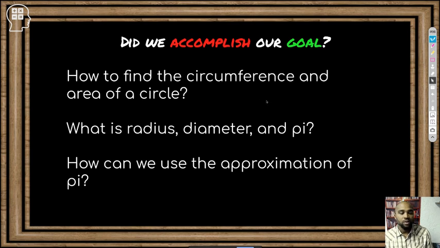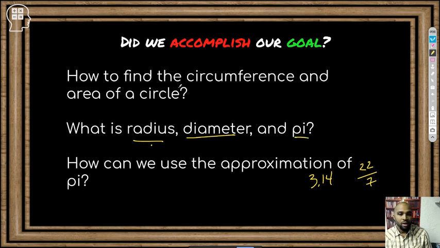How to find the circumference and area of a circle. What's the radius, diameter, and pi? How can we use the approximation of pi? So we talked about the approximation of pi either being 3.14 as a decimal or 22 over 7. So that's how you can use it. And we talked about what these are: half the circle, the whole circle going through the middle, and pi. How to find circumference and areas. We just worked using those formulas.